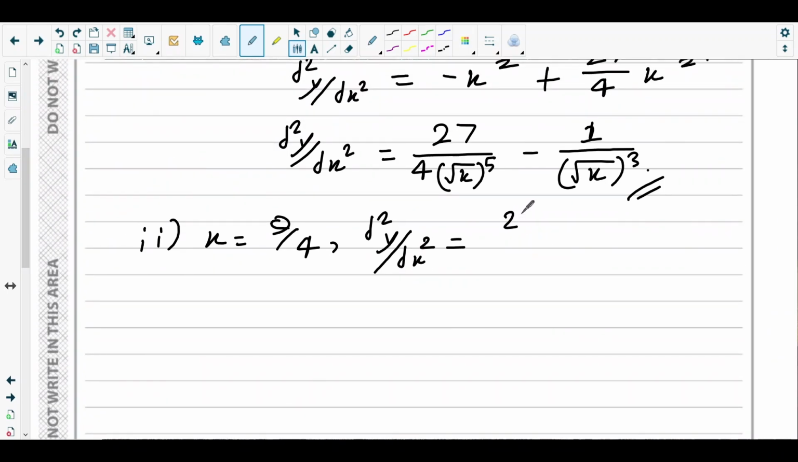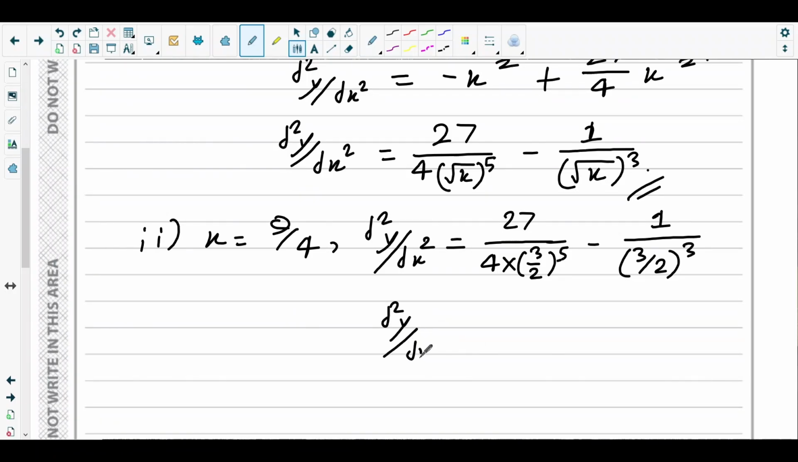So what you are getting is 27 over 4 times the square root of x, which is 3 over 2, to the power 5, then minus 1 over square root of x, which is 3 over 2, whole cube. Fine. So you will get d squared y over dx squared at the stationary point. This is 4 times 3 over 2.